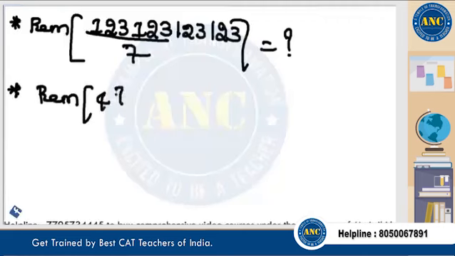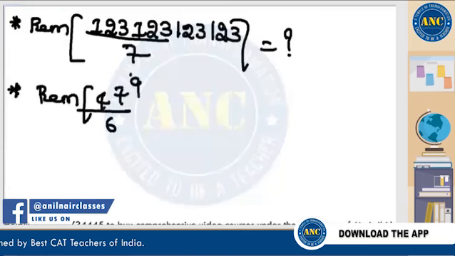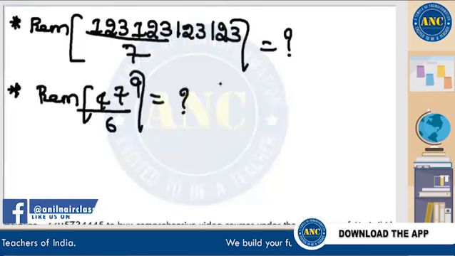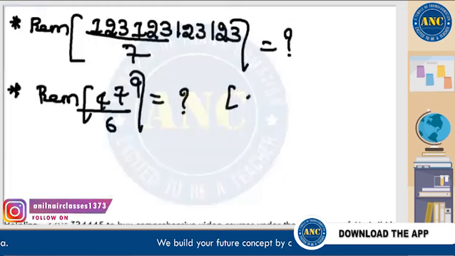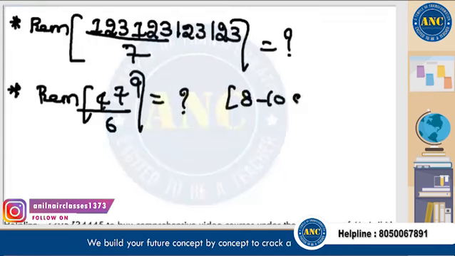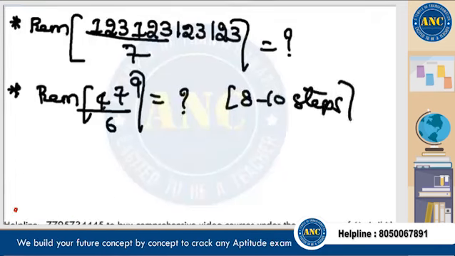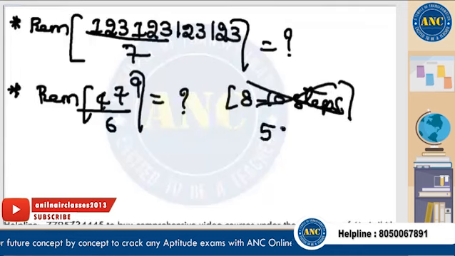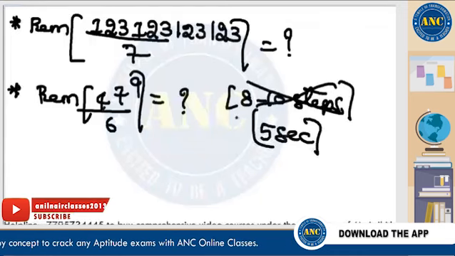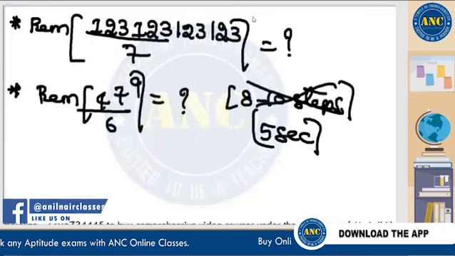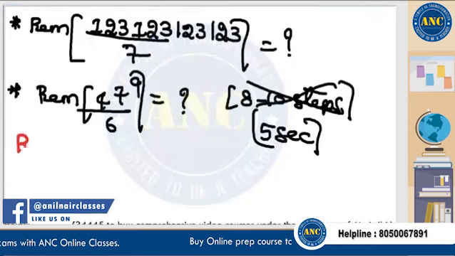4 power 7 power 9 divided by 6. Sir, this is a mock question. It took about 8 to 10 steps using Euler's theorem to solve. What is 8 to 10 steps? It takes 5 seconds to solve the second problem. You should all know this.